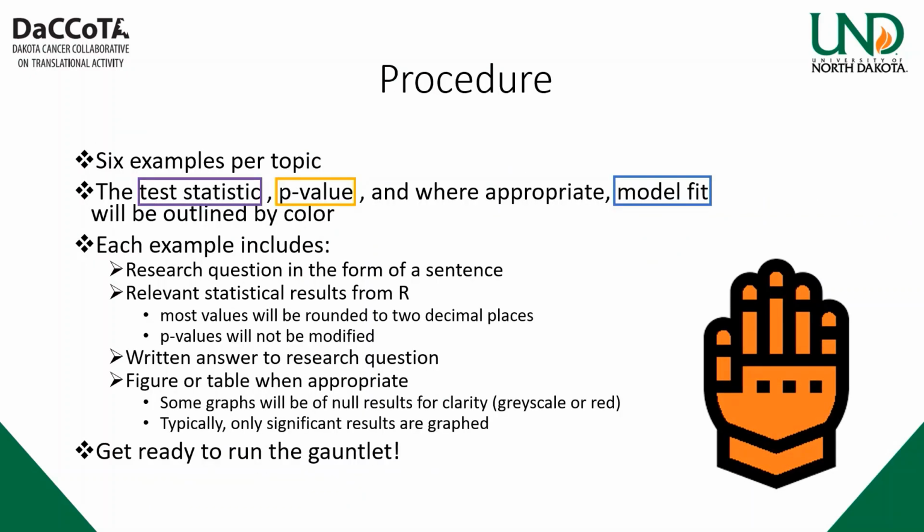Let's go over our procedures so you can appropriately brace yourself for what's about to befall you. I will be providing six examples per topic. So if you do the math, or let your trusty calculator do the math for you, that's 54 different samples. Each of them will include a test statistic, a p-value, and then where appropriate, model fit. And I have those outlined by color, these colored bars.